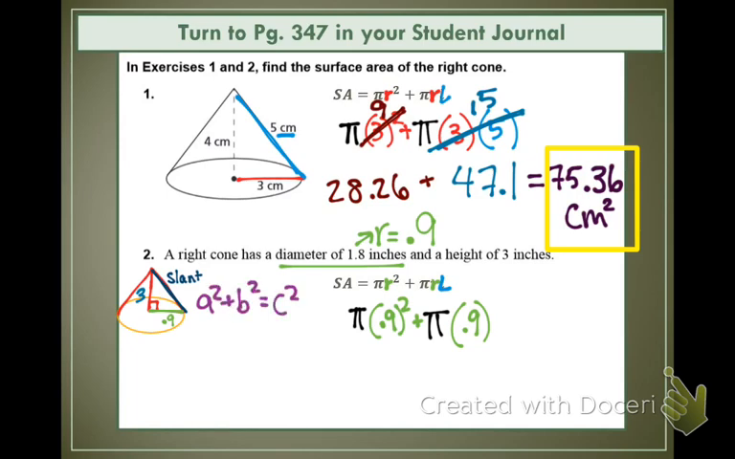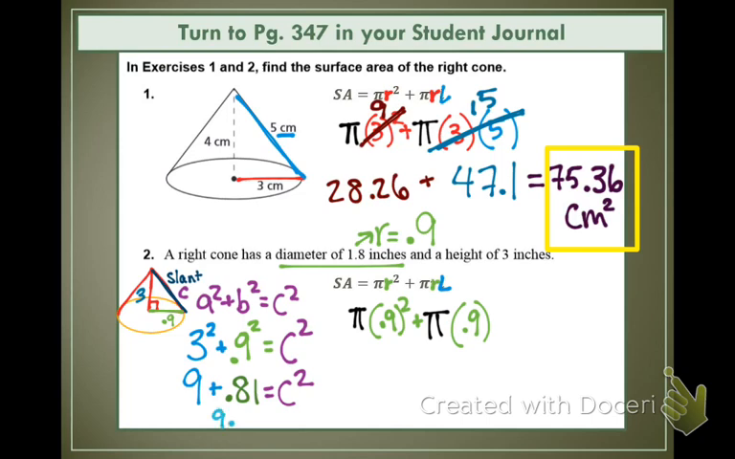equals c squared. Because what is our goal to find? The slant height. So we can plug that in. Are we missing a leg or a hypotenuse? The hypotenuse. So which letter represents the hypotenuse? C. So that means 3 is going to get plugged in. And 0.9. And all of that equals c squared. 3 squared is 9. 0.9 squared is 0.81.